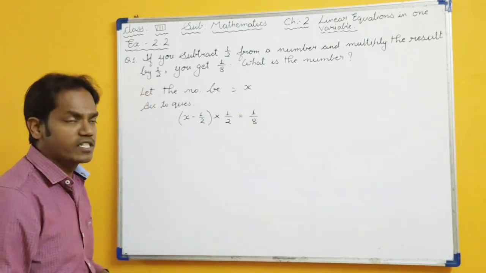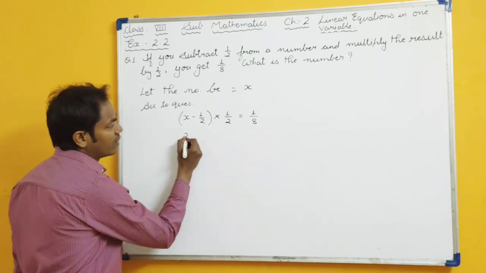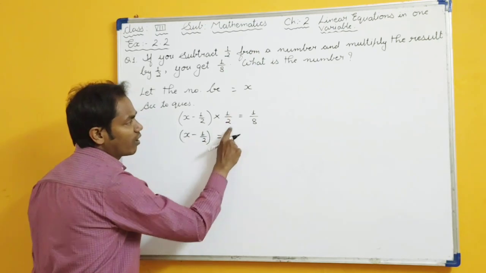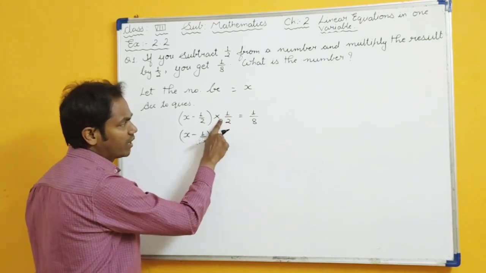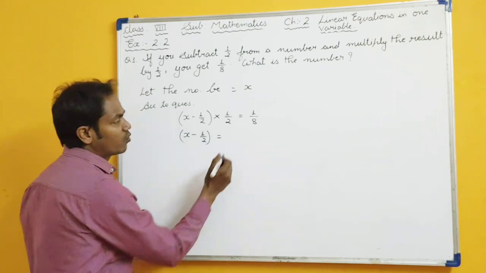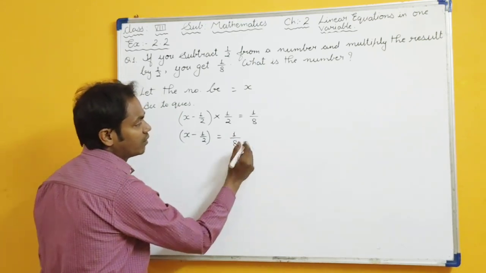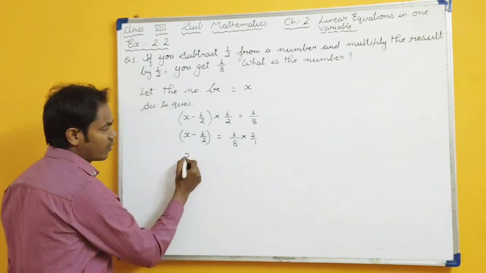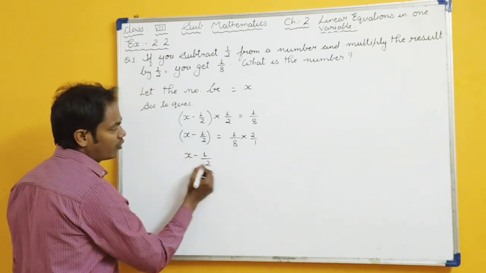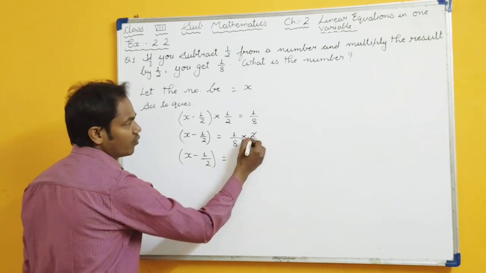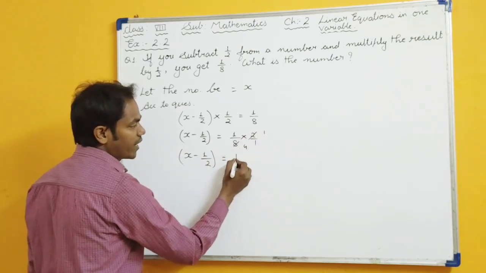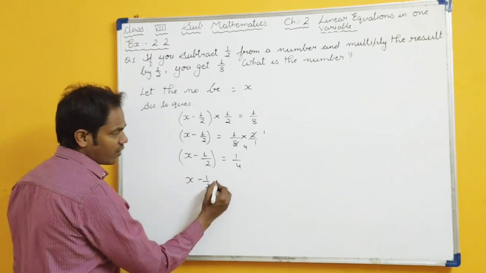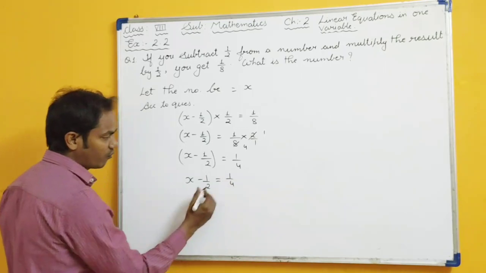This is your equation. How will I solve this question? x minus 1 upon 2, this 1 upon 2 I will shift down. This is a multiplication position, it will go to division position, so I will take the reciprocal, so it will become 2 upon 1. So x minus 1 upon 2 is equal to, reduce this, 2 1s are 2, 2 4s are 8, you will get 1 upon 4. So x minus 1 upon 2 is equal to 1 upon 4.